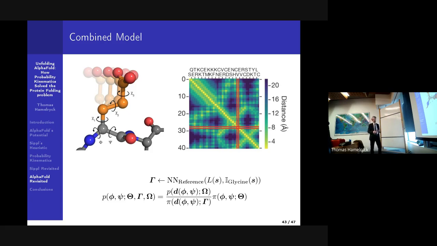And this basically approximates the probability distribution over the distances if you would just sample from the probabilistic model over the angles. So this one here is tied to this one, and they approximate it using this simple trick by training a neural network that only takes into account the length of the sequence and the position of the glycines.